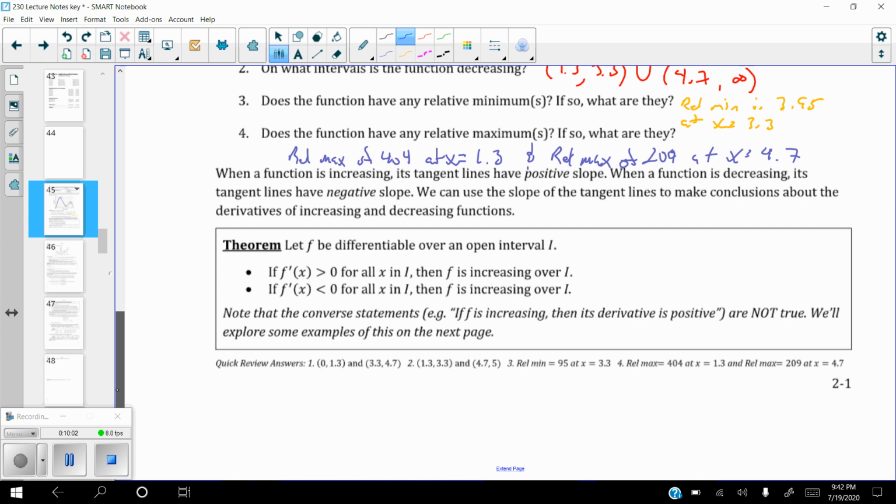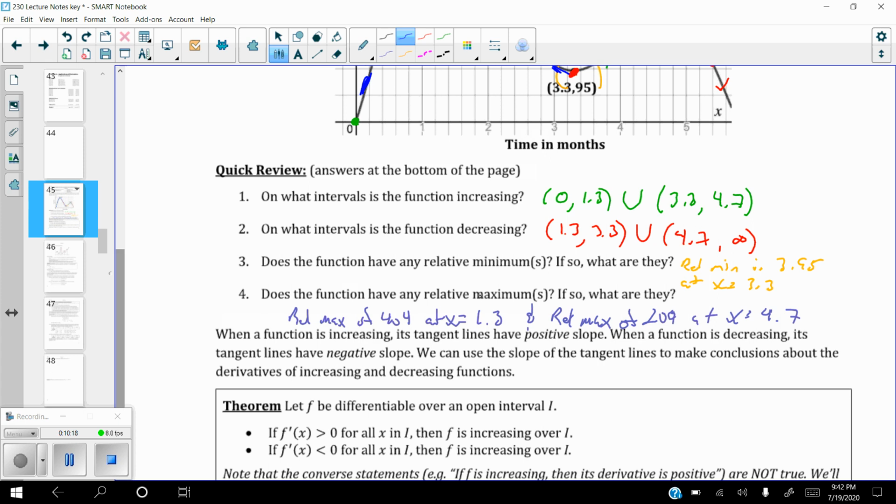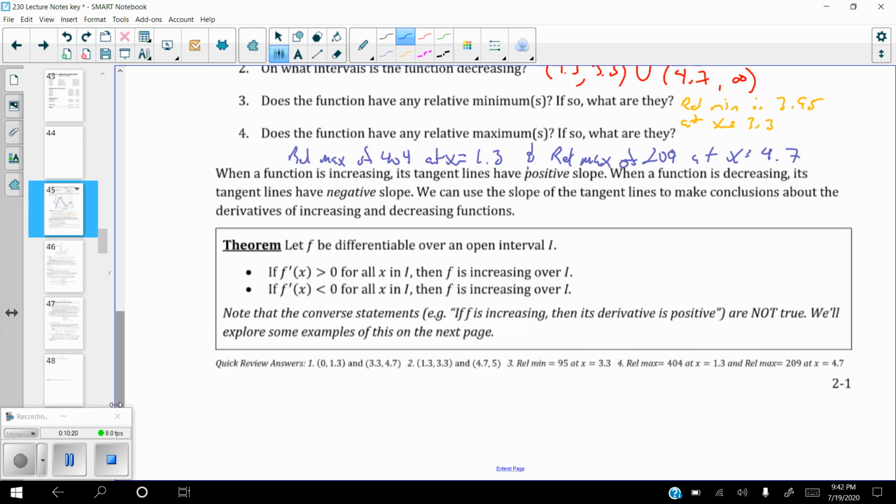If f prime is greater than 0 for all x, then f is increasing on that interval. If f prime is less than 0 for all x, then f is, that is a typo, it should say decreasing. Whoops, sorry. That should say decreasing.